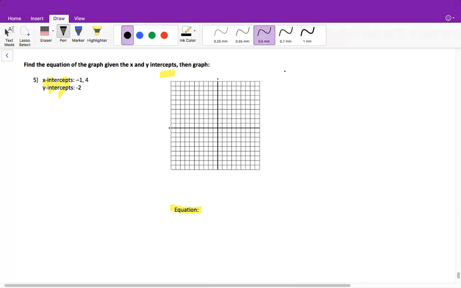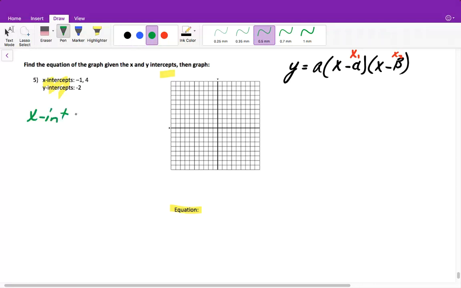Now, there is one more equation that you will get on your test. It will be y is equal to a times x minus alpha times x minus beta. I know in class I was using x1 and x2 instead of alpha and beta, but I think it's going to be easier for you to differentiate between the x and the x1 and x2 if I write it as alpha and beta. And what you need to do here is your x-intercepts are equal to your alpha and your beta.